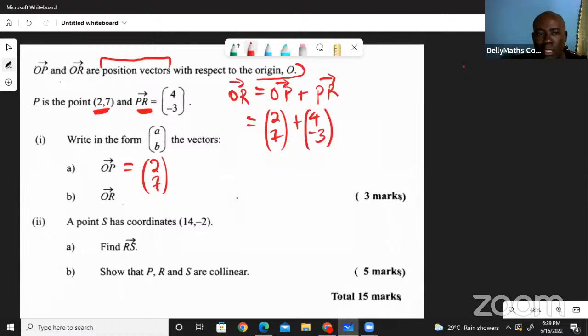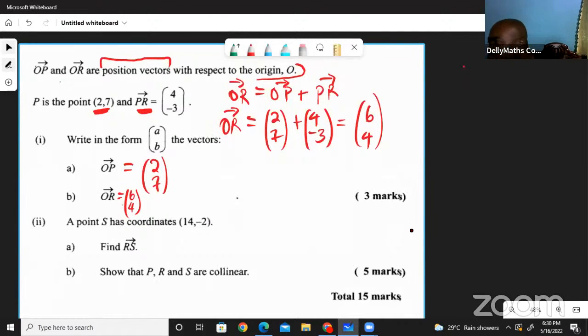So let's finally put this together. OR is 2 plus 4, that is 6, and 7 minus 3, that is 4. So let me just write OR here, because I might not have the space to put it there. So OR is 6, 4. I could probably drop it there. 6, 4. There it is. So OR is 6, 4. All right, good.